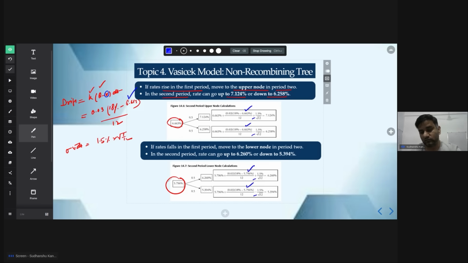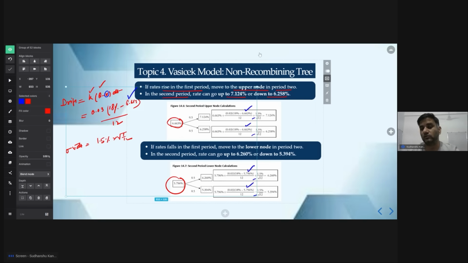Because this was down node and moving up node, we are going to 6.260, right? It is not matching to your 6.258, right? And here down node is 5.394, right? So there is obviously non-recombination here that we need to keep in mind, right? This is a calculation which is not very difficult, but the objective is that logic should be very clear, right?